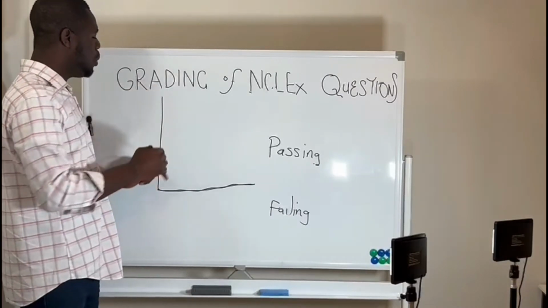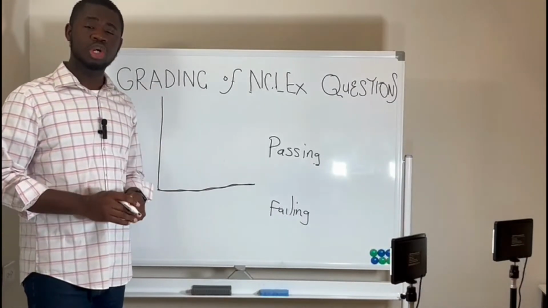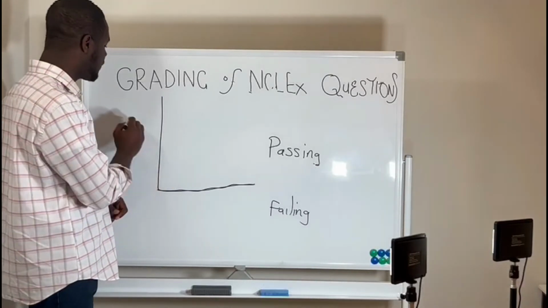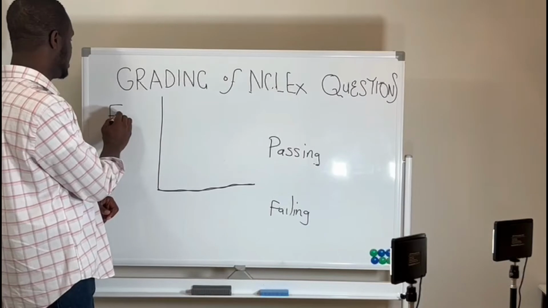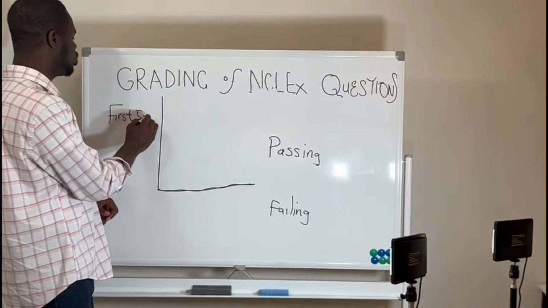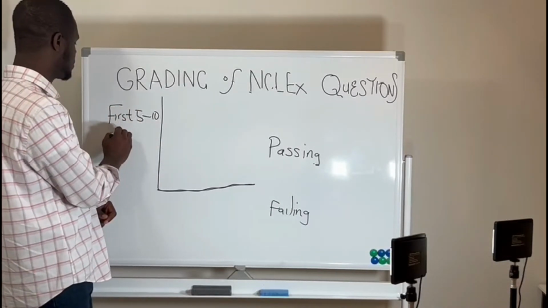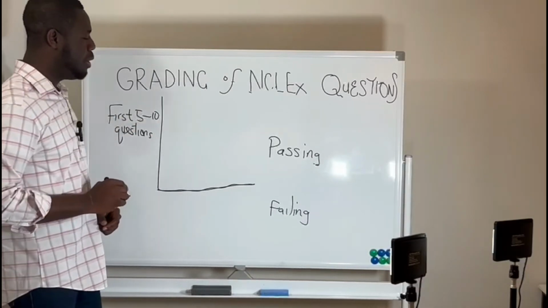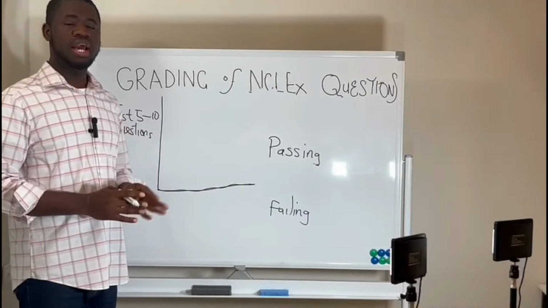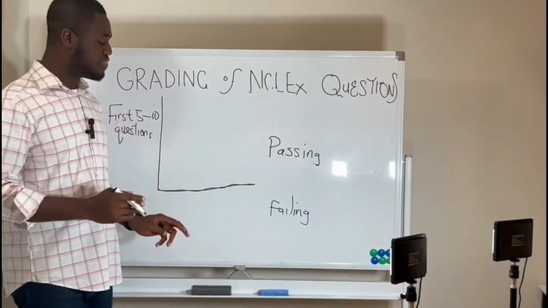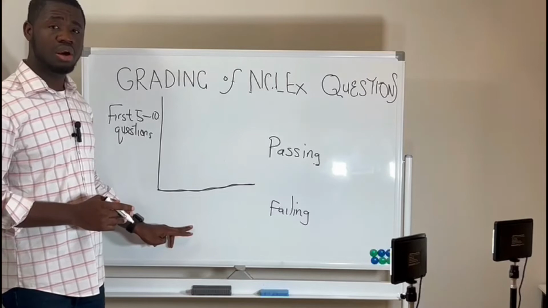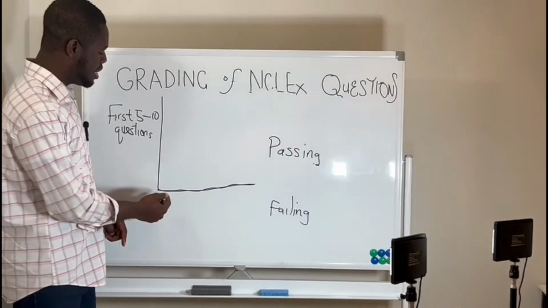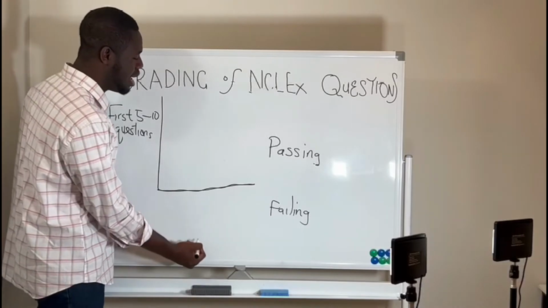And how can you be above the line? Your target should be to pass the first 5 questions, the first 5 to 10 questions. But if a person misses the first 5 questions or the first 10 questions, then the person will fall below the line.